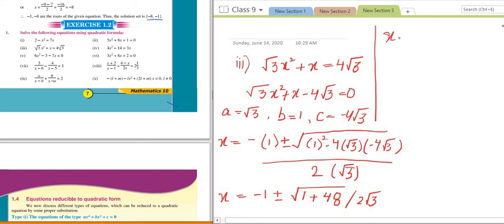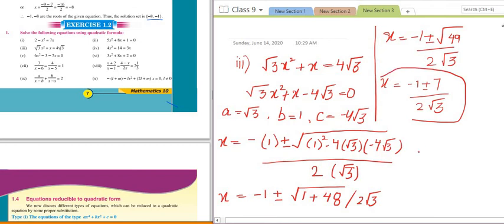Alright, x equals minus 1 plus minus square root of 49 over 2 square root 3, x equals minus 1 plus minus 7 over 2 square root 3. Now the solution set is this. This is the required roots. We can write it as a solution set: minus 1 plus minus 7 by 2 square root 3. This is the required solution set.